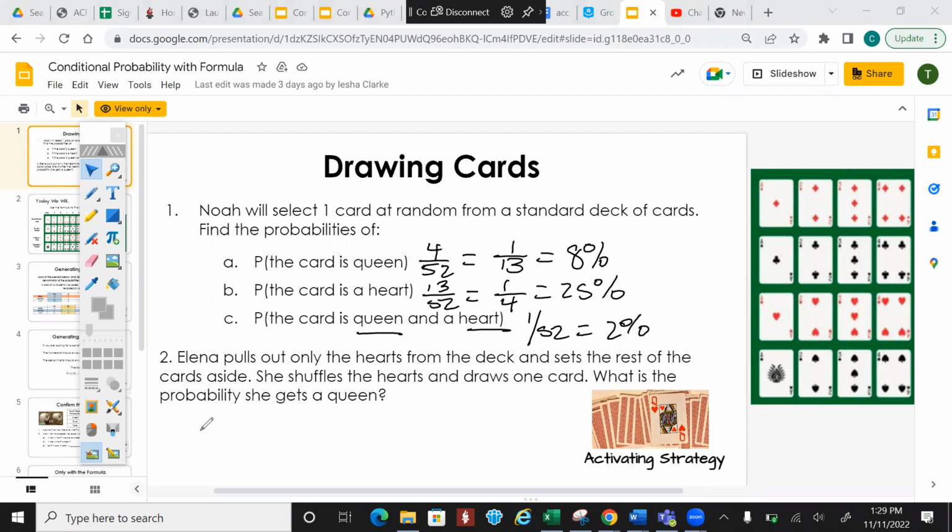Okay. If Elena pulls out only the hearts from the deck, and sets the rest of the cards aside, she shuffles the hearts and draws 1 card. What's the probability she gets a queen? So out of the 13 that she pulled out from the deck, what's her probability that she gets a queen? 1 out of 13, which is 8%.